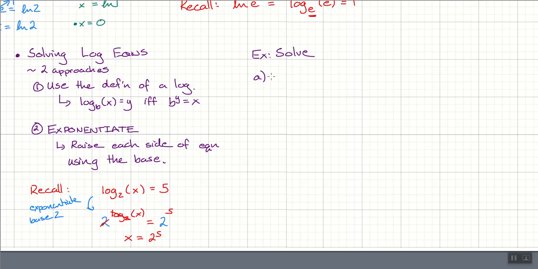So here we are, let's get wild with it. I want to know when is it true that log base 2 of 2x minus 3 is equal to log base 2 of x plus 4. I hate the way that L looks, but that's okay.